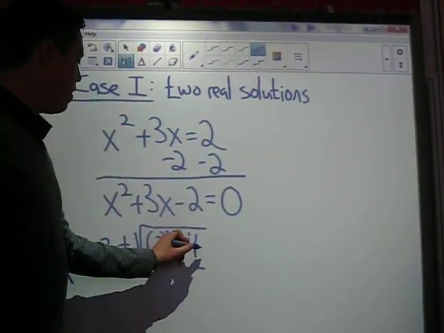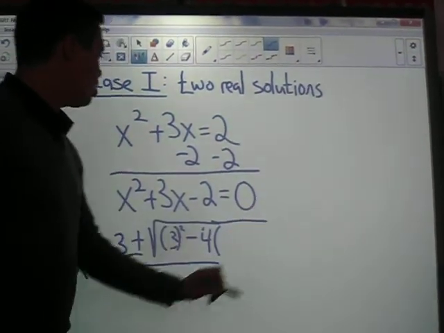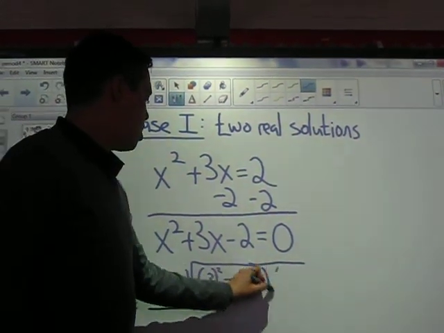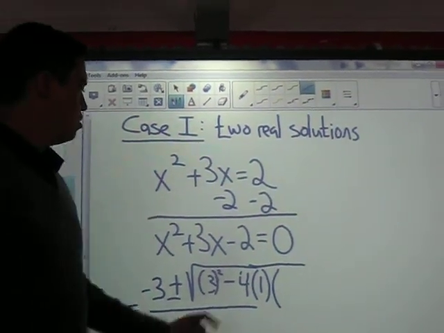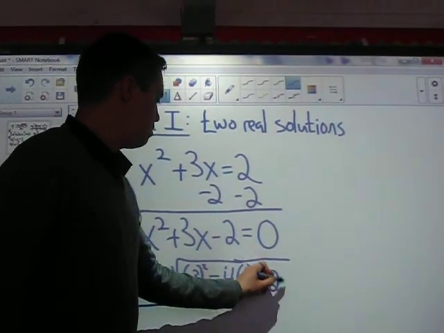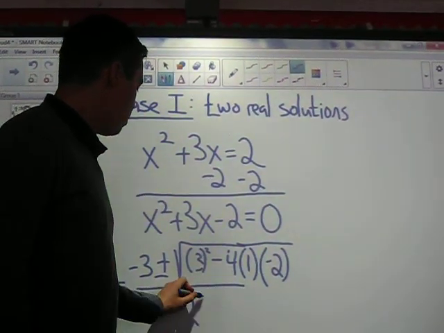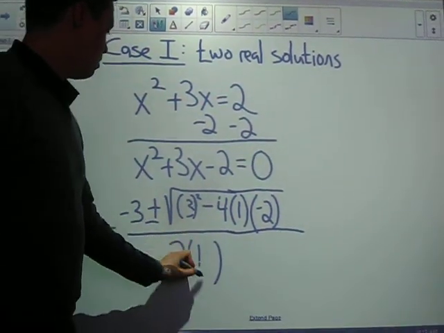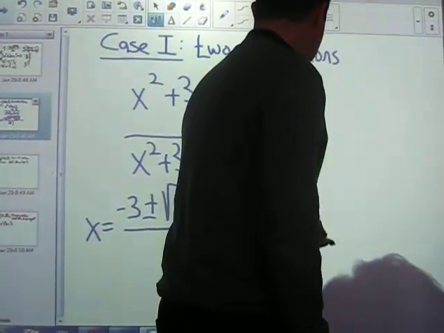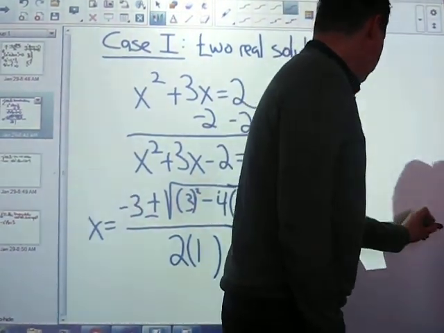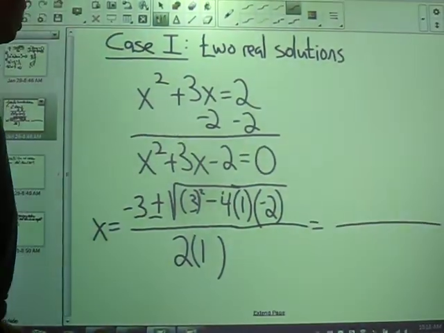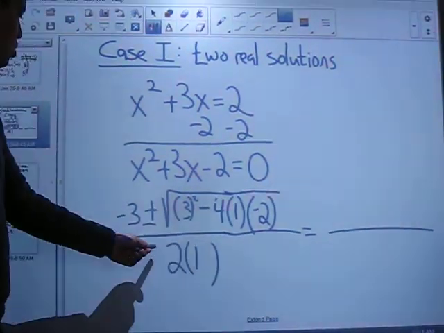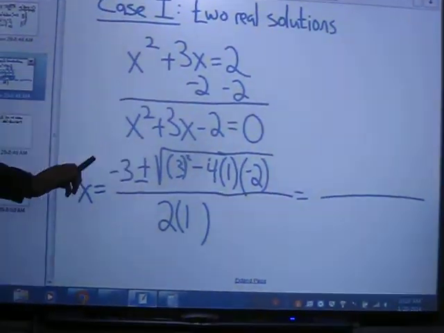4 times the a term. What's the a term here? 1. Times the c term, which is -2. All over 2 times what? 2 times a, which is 1 here. If you notice now, there are no more variables here, so we're getting very close to getting our x value. These are all numbers. It becomes order of operations.